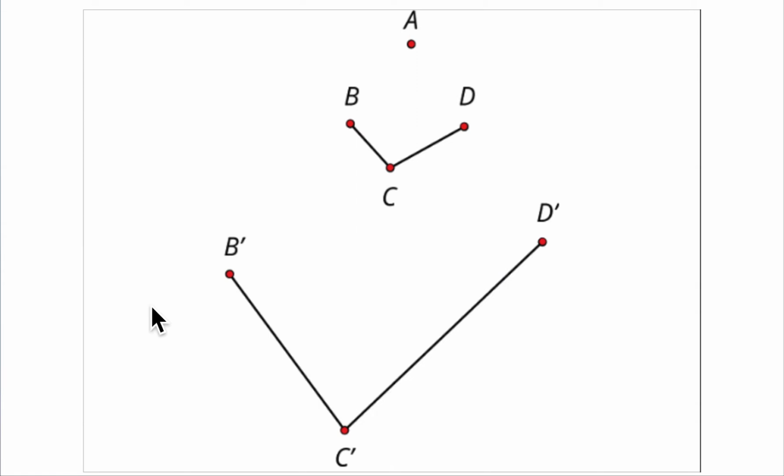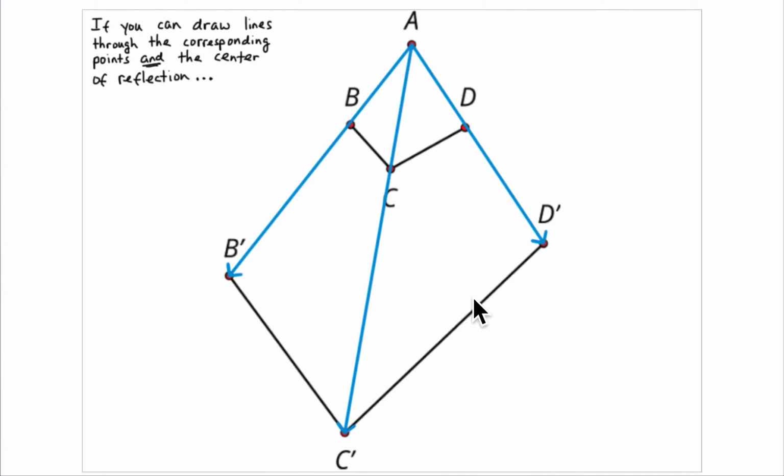What are some ways that you can convince Jada that her claim is not true? Jada claims that B prime, C prime, D prime is a dilation of B, C, D, with the center of dilation at A. So how can you convince her that this is really not a dilation? Because if you draw lines through the corresponding points and the center of dilation, this says center of reflection, but it should be center of dilation, they line up.